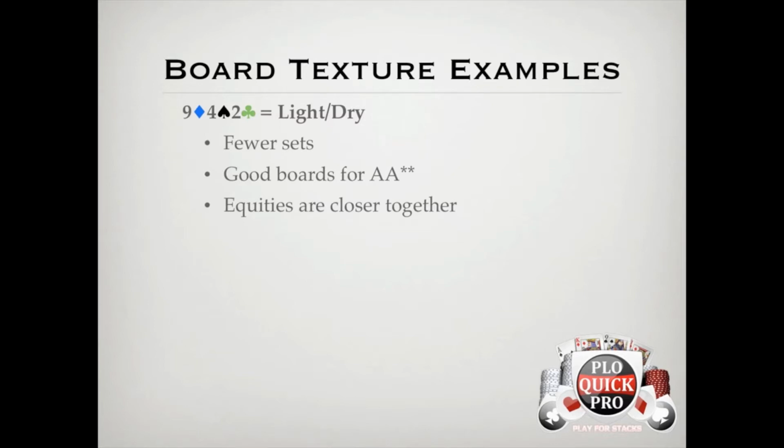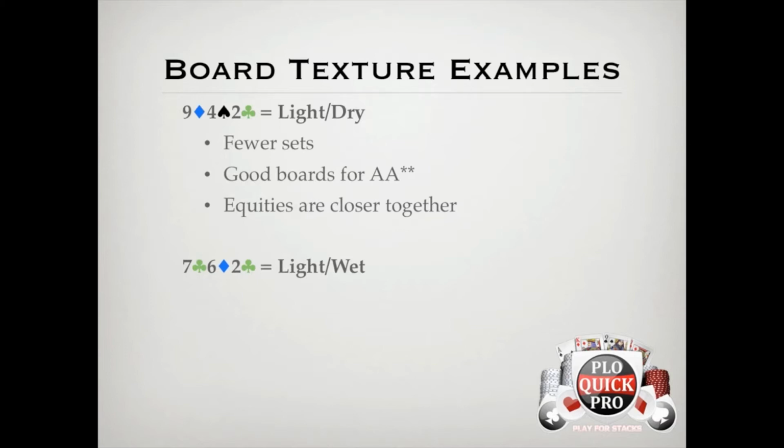Light wet boards are similar in the sense that most players' preflop ranges don't hit these boards as often as the heavier boards, but the biggest difference to note is the presence of more straight and flush draws. 10-4-3, 9-6-4, and 7-6-3 with flush draws are all good examples of boards that are considered to be light wet.